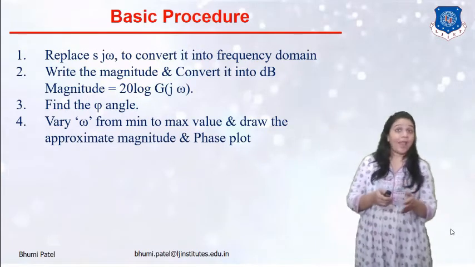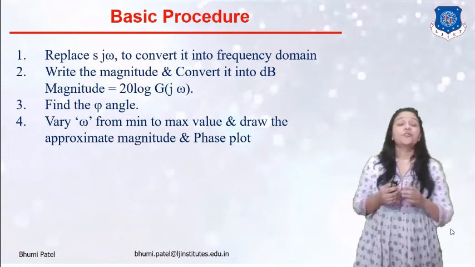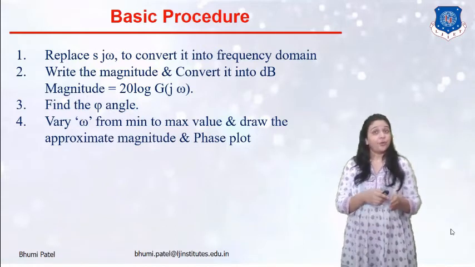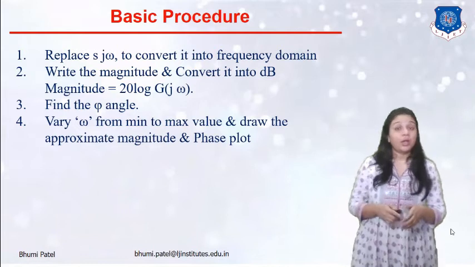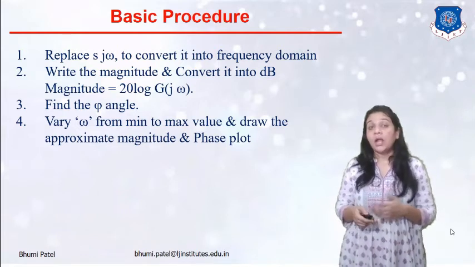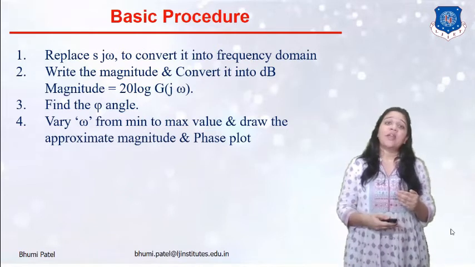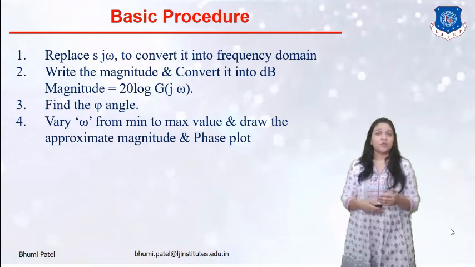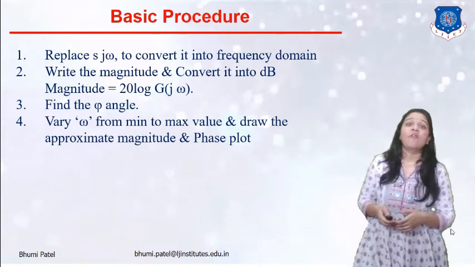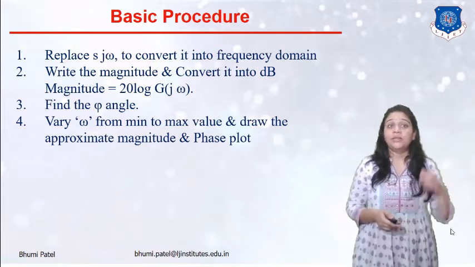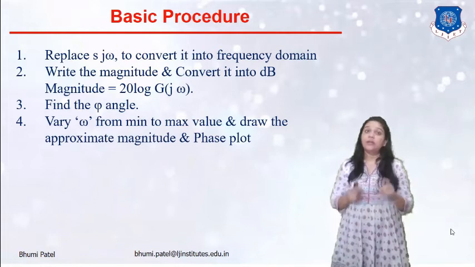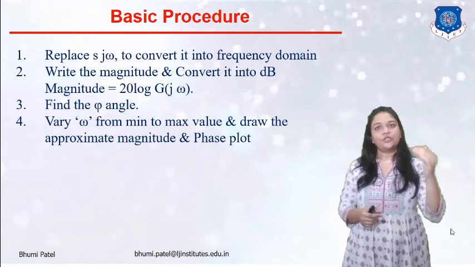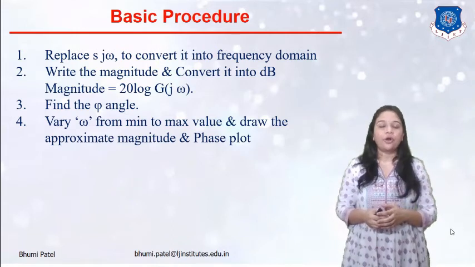Now what is the value of angular frequency omega? In the Bode plot, we always start omega from 0.01 or 0.1, and we increase the value of omega: 0.01, then 0.1, then 1, 10, 100, 1000, 10,000. With respect to the value of omega we draw the magnitude plot and the phase angle on the same semi-log paper.